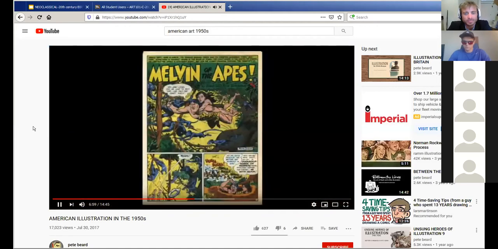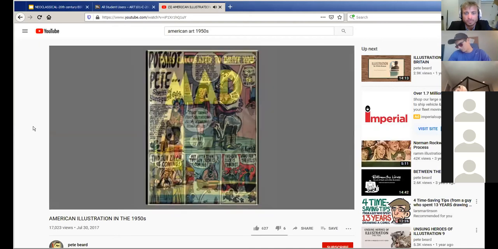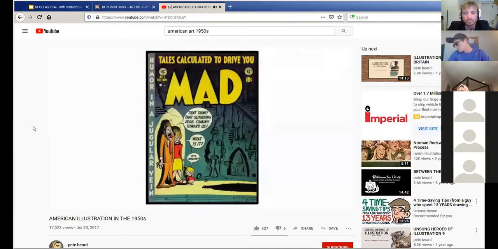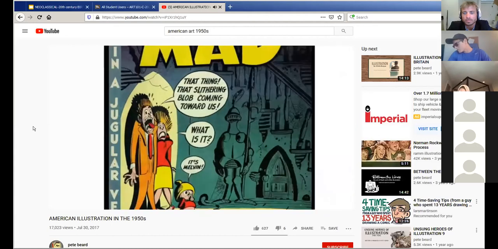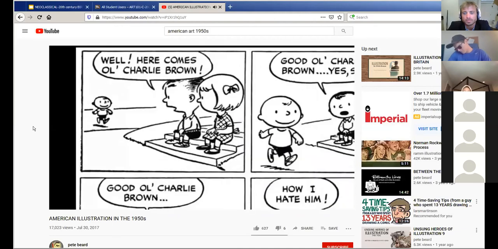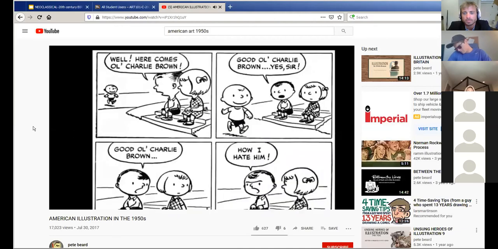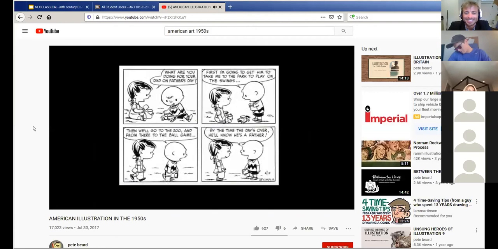It was an instant hit with teens and young adults, and paved the way for the underground comics of the 60s. Although Mad was an entirely new concept, comic strips themselves had featured in newspapers since the end of the previous century. Peanuts by Charles Schulz made its debut in 1947, but in 1950 it was syndicated across America, and this is when its popularity went off the scale.